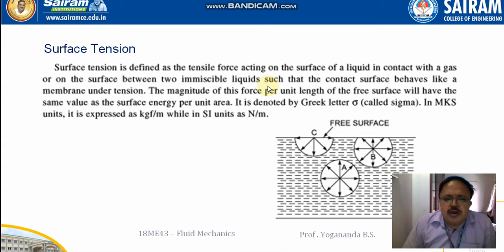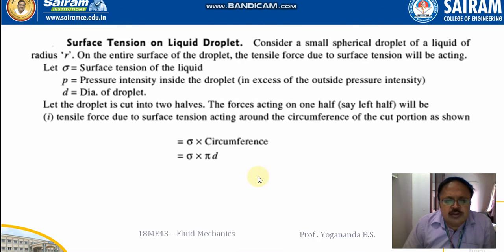The magnitude of this surface tension force is per unit length of the free surface, so it is expressed as Newton per meter. Surface tension is denoted by the Greek letter sigma. In MKS units it is expressed as kg force per meter, and in SI units as Newton per meter. So that is surface tension.